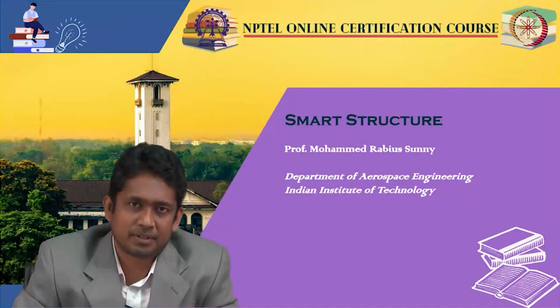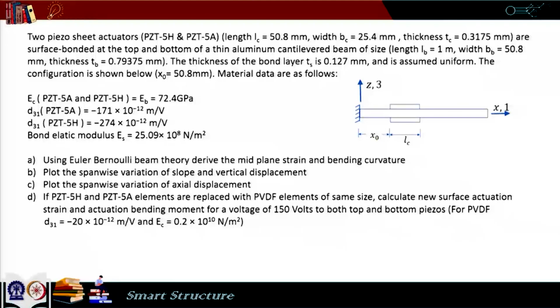Welcome to the 6th lecture. In this lecture we will solve some numerical problems based on whatever was covered this week. The first problem is based on the Euler-Bernoulli theory. It says that there is a beam and it has two piezoelectric actuators, PZT5H and PZT5A. They vary by their piezo properties.